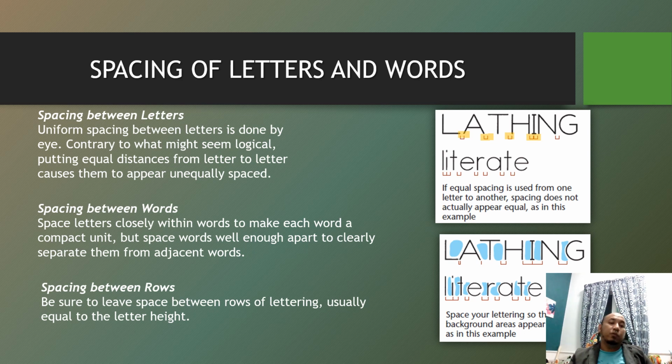Space the letters closely within a word to make each word a compact unit, but space words well enough apart to clearly separate them from the adjacent words. Spacing between rows: be sure to leave space between rows of lettering, usually equal to the letter height. Okay, the height you can see here.